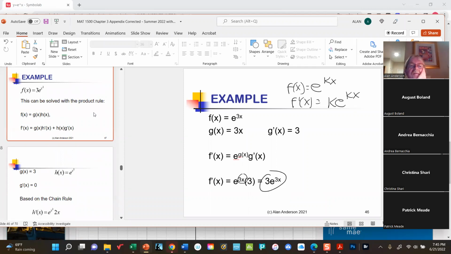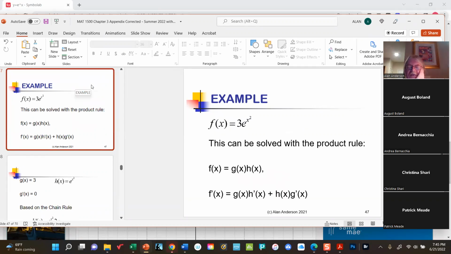Oh, but also we made it a little more complicated too, because it's 3e to the x squared. So here's the thing. What are we supposed to do with this 3? Oh, boy. All right, well, let's use the product rule. This is my g of x, and this is my h of x.